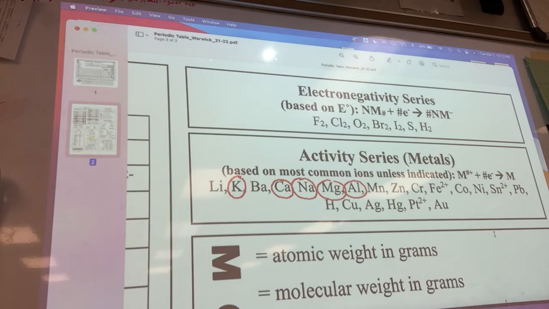Quick conversation in your small groups. Based on what you just learned about going up and down the periodic table, is there anything that's a little bit surprising about this list? Quick conversation. I'll open it up to the whole group. Is there something that's surprising up here? Something that you would not expect to maybe be as reactive as what it's saying it is?